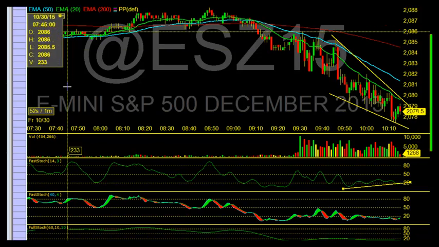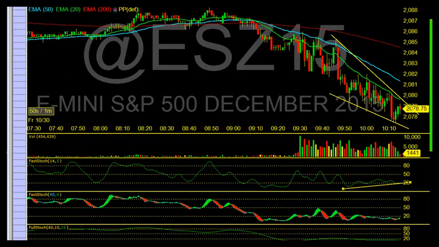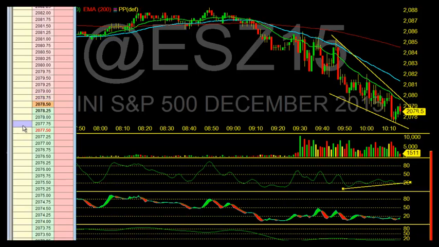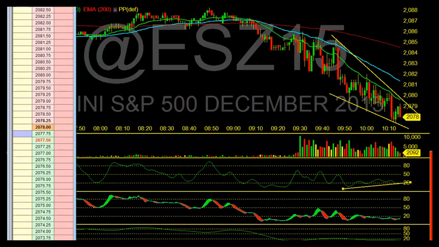So this flag still looks good. I'm going to have to go with this again, you know. Hold on. Let's wait here a second. Hold on. I don't want to get in there too fast. Let me cancel that. Order canceled.